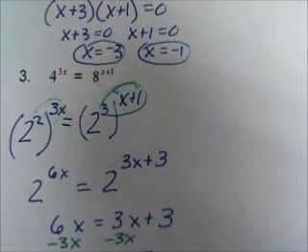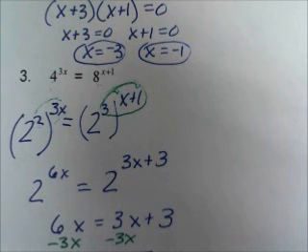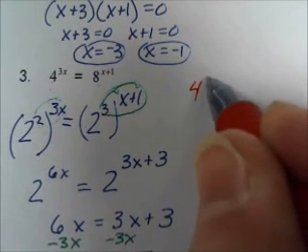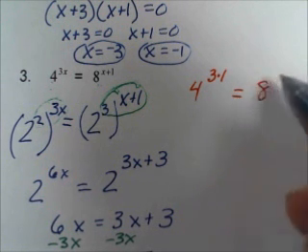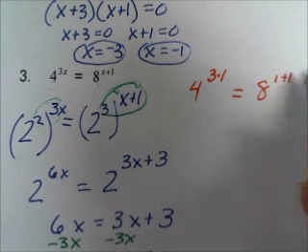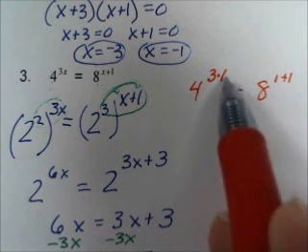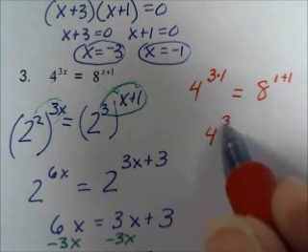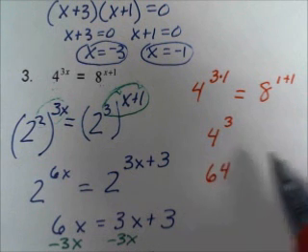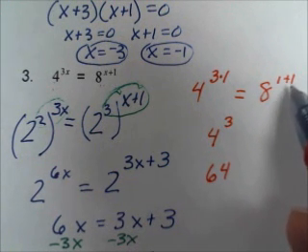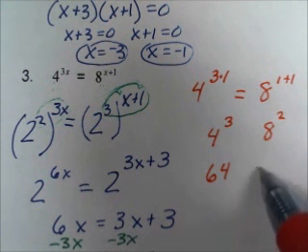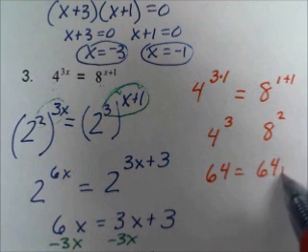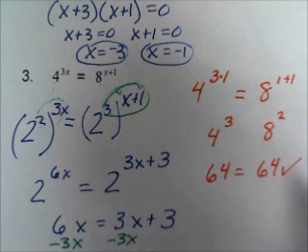Let's check this one. So substituting 1 in for x. Does 4 to the 3 times 1 equal 8 to the 1 plus 1? Well, 3 times 1 is 3, so 4 to the 3rd is 64. And 1 plus 1 is 2. 8 squared is 64. Yes, 64 equals 64.